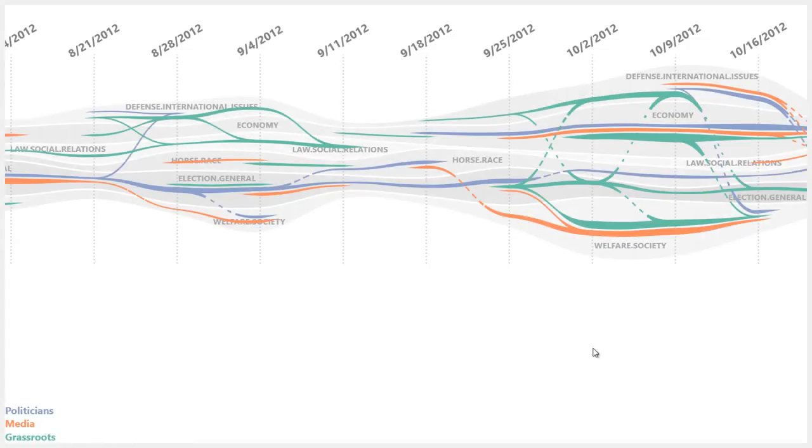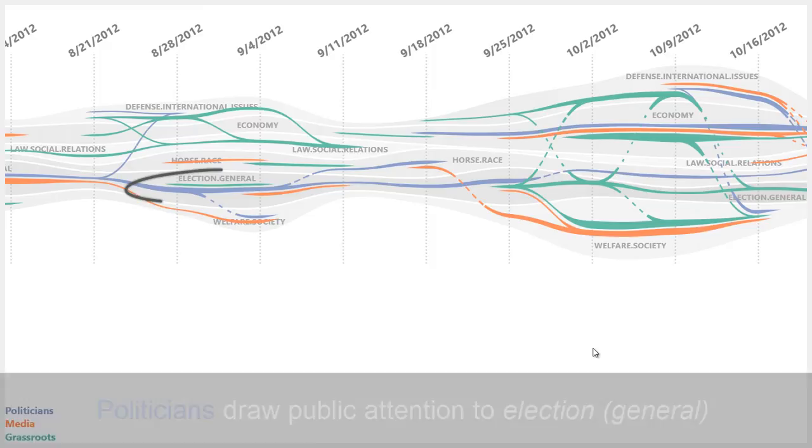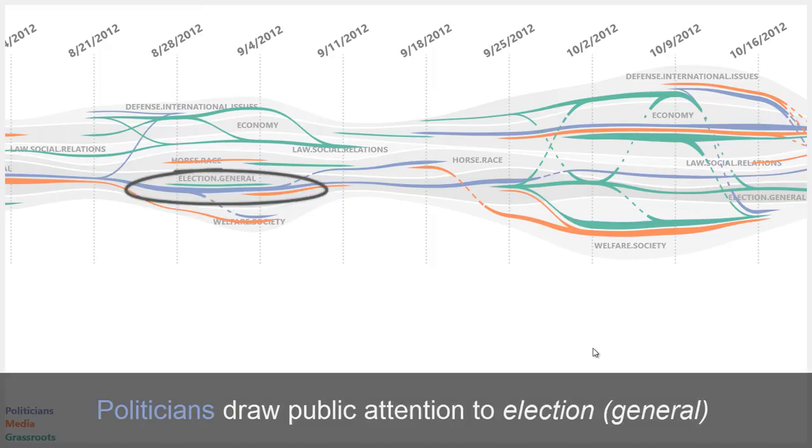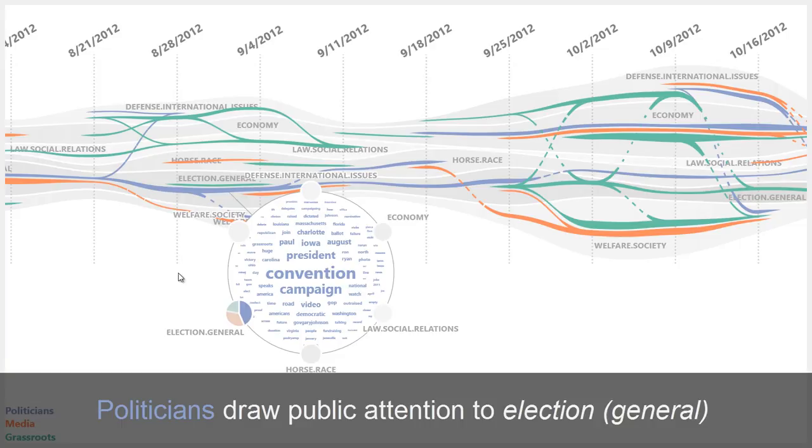Here we illustrate some interesting findings from when we applied the system to visualize tweets related to the 2012 U.S. presidential election. The thick blue line shows that politicians drew public attention to the general election topic, especially from August 28th to September 4th. From the word cloud, we can see the keyword convention was the most salient. The spark line also shows that convention was the most salient at that time. It is therefore very likely to be the reason for the issue's competitiveness at that time.